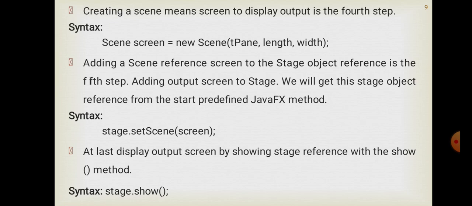Next, after creating this, we have to add the scene to the reference stage. For adding this scene you have to use stage.setScene, and inside that you have to mention the scene. Then finally you have to display the output of the screen. For that you have to use the show method, so first you use the object of stage, stage.show. So this is how we can use the ScrollPane in JavaFX.